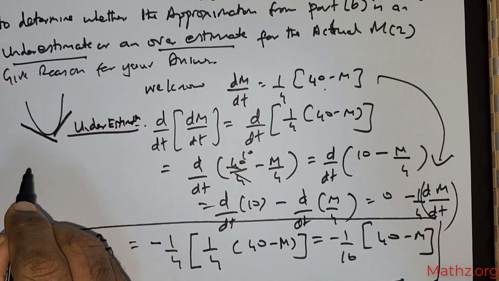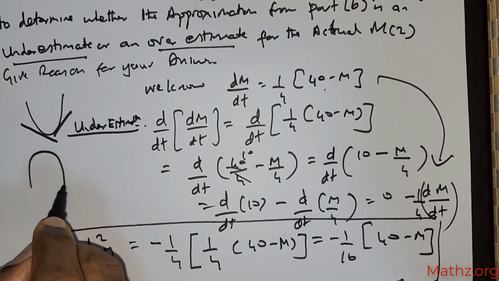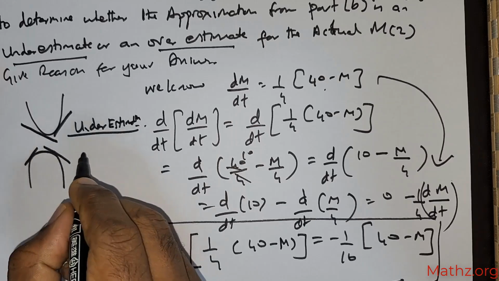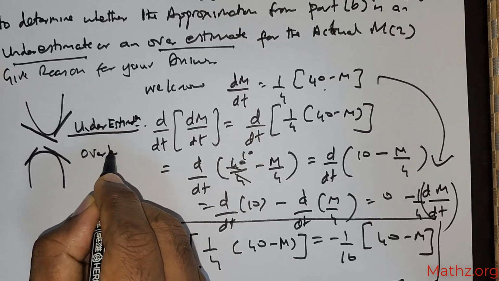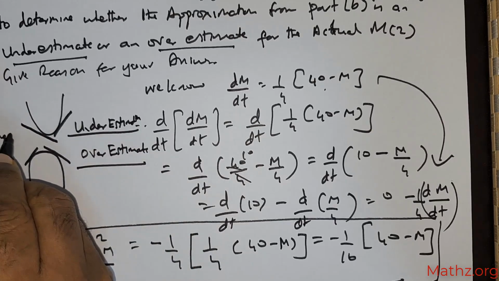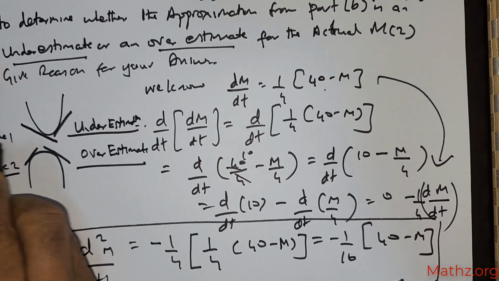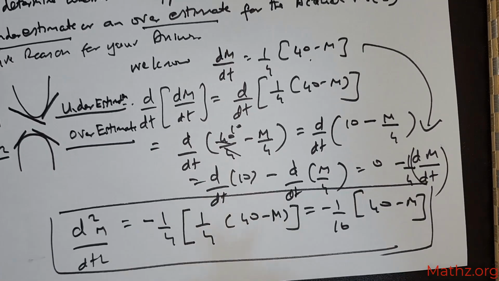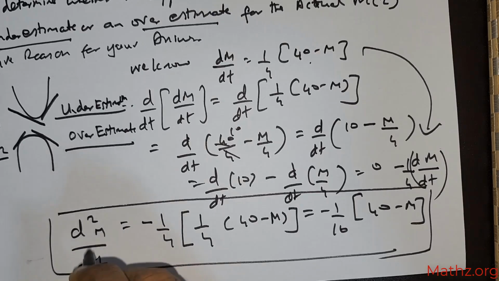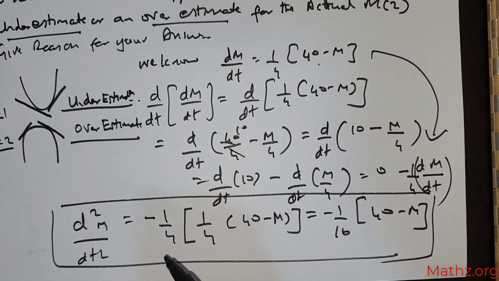Okay. On the other hand, if you have a curve like this and you have tangent lines like this, this is called an overestimate. So this is case 1 and this is case 2. Now the question is, you know there is a tangent, but we need to judge what is the shape of the curve. How do we judge that?